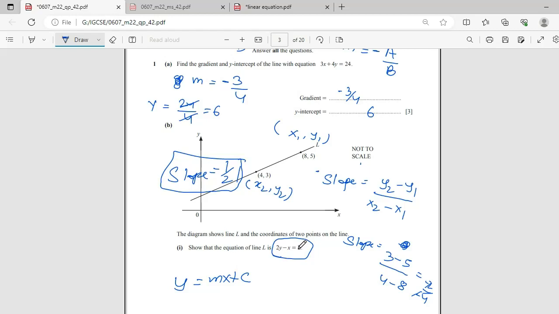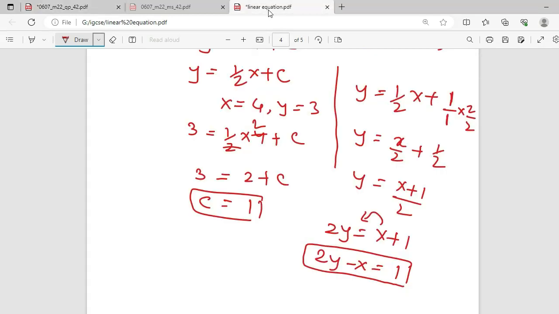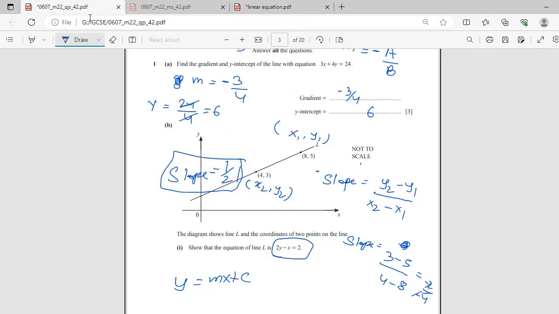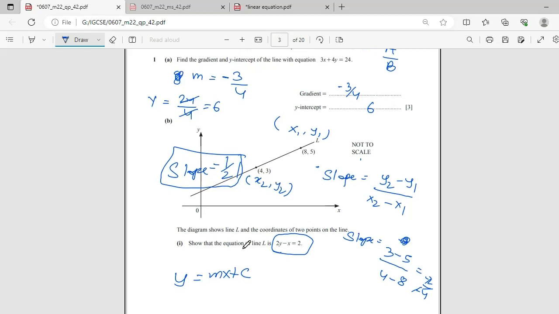I think there is something which I missed, I need to check. So let's check if I missed anything here. Yes, I missed it here: 2 into 1 is 2. So that part was missing. I'm just going to correct it and write it here. Okay, my bad. So this is 2y minus x is equal to 2. This is how we can use the point to find the equation of a line.